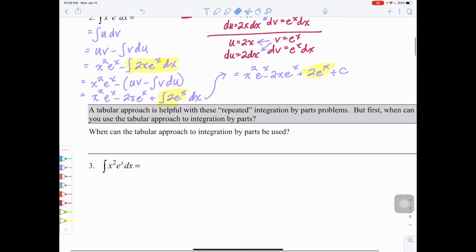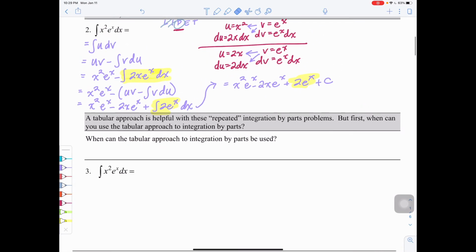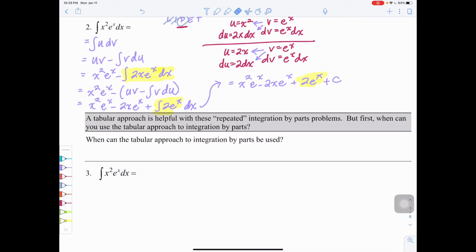So let me introduce you to what we call the tabular approach. The tabular approach is helpful with these repeated integration by parts problems. But first, we do need to talk about when we can use the tabular approach to integrate. So when can the tabular approach to integration by parts be used?